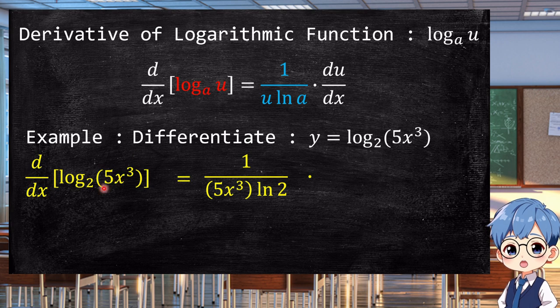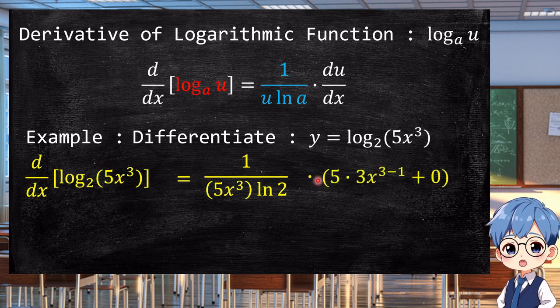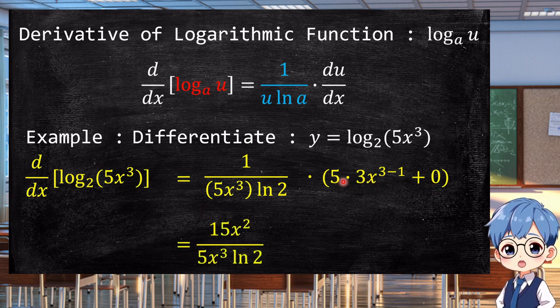So derivative of 5x cubed is just 5 times 3x to the power of 3 minus 1 plus 0. So simplifying this further, 5 times 3 is 15. X to the power of 3 minus 1 is x squared, all over 5x cubed ln of 2.